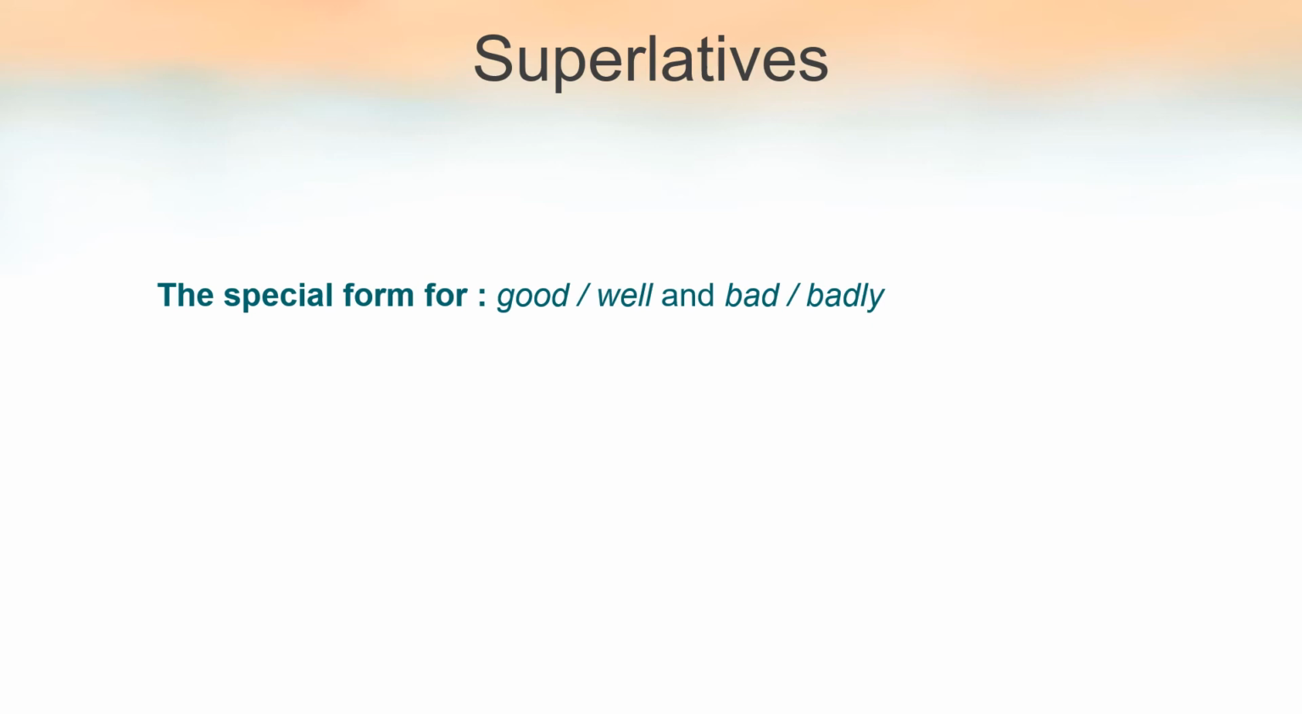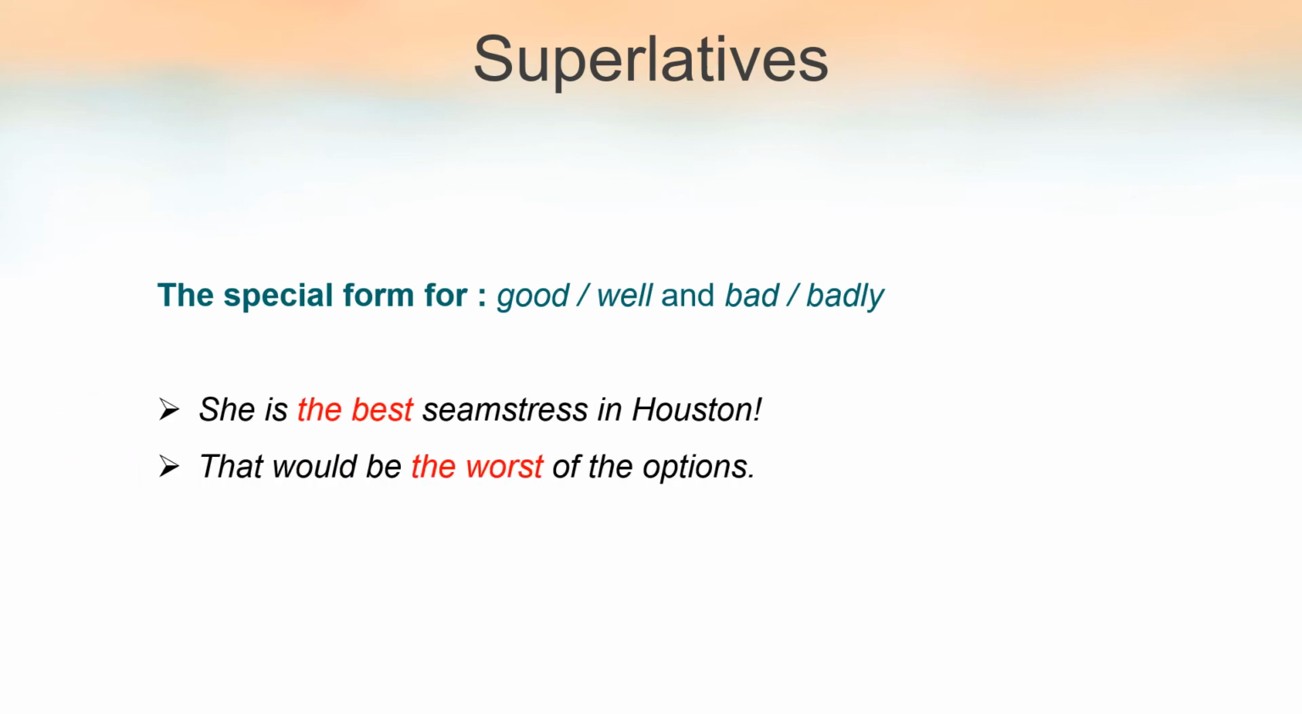We use special forms for the superlative of good and well, which is the best, and bad and badly, which is the worst. She is the best seamstress in Houston. That would be the worst of the options.